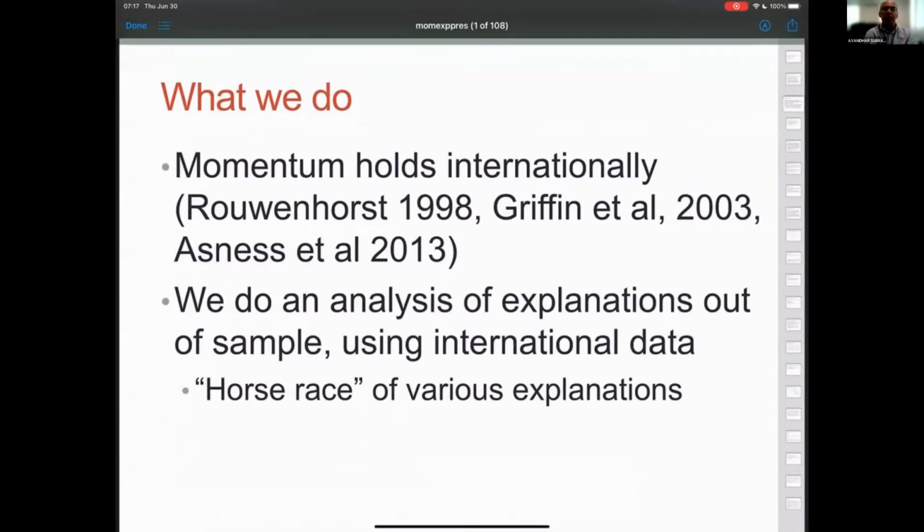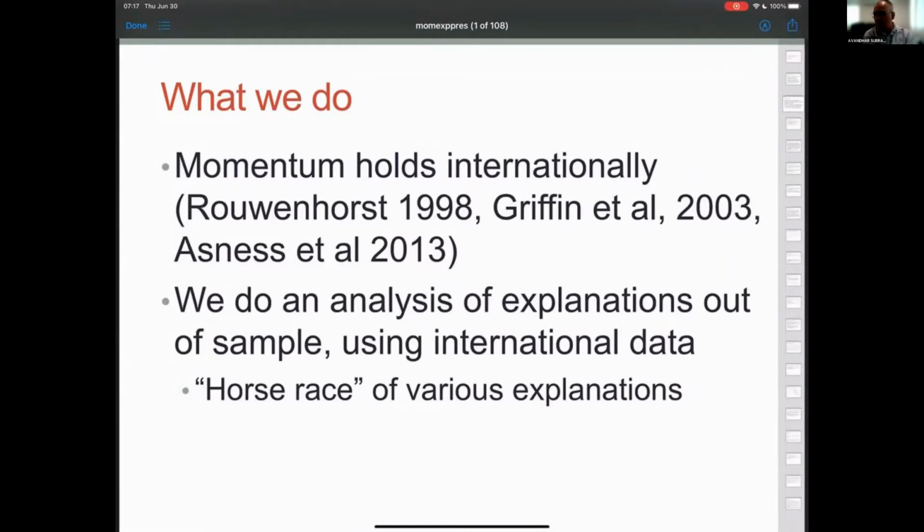First, we consider that momentum is an international phenomenon. It's not just restricted to the US. It holds in a large number of countries across the world, particularly in Europe and also the subcontinent and so on and so forth. So what we're going to do is to do an analysis out of sample and use only international data.